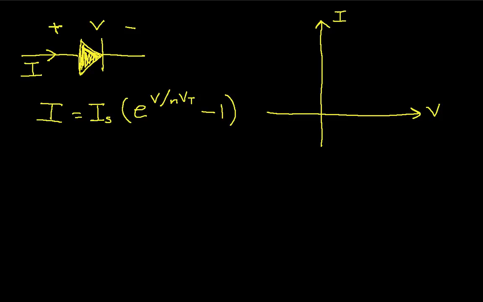Diodes, anymore at least, are almost always solid-state devices, so they're made out of a semiconducting material. Most of the diodes made today are made out of silicon, and the silicon has impurities diffused into it so that you get certain behavior. And we'll talk about that in just a minute.